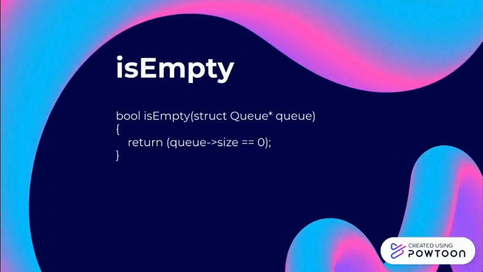Is empty is used to check whether the queue is empty or not. So here we are going to check using the size of the queue. It will check if the queue size is equal to 0, it will return true. If it is not equal to 0, it will return false. So here the type of the function is boolean, because we are going to return true or false.